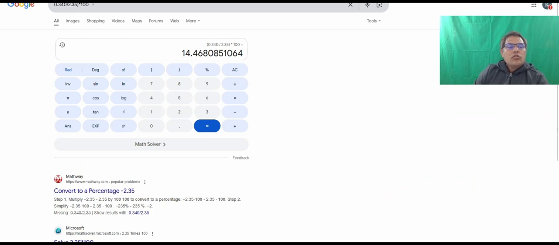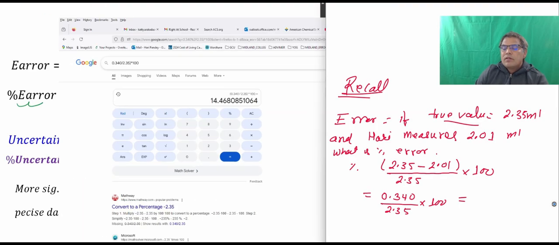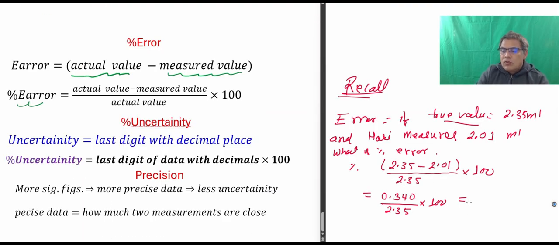Actually now I cannot do that. So 0.340 by 2.35 times 100 gives 14.46. That is actually 14.46%, and let's round it off to 3 sig figs, 14.5%. This is the percentage error.